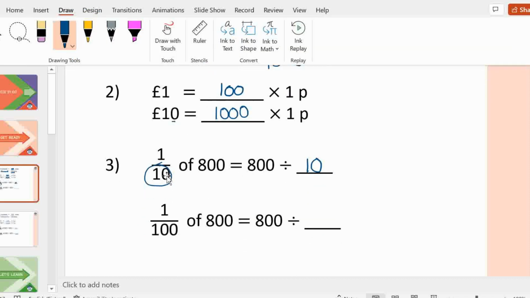So now we've done 1/10 of 800. Now it says 1/100th of 800. What do we have to divide 800 by? Yes, Eamon. Yeah. It's 100. Good. Okay.